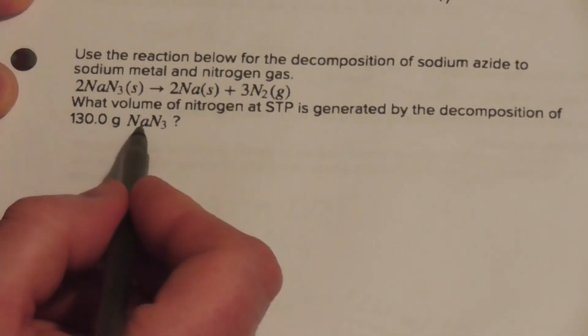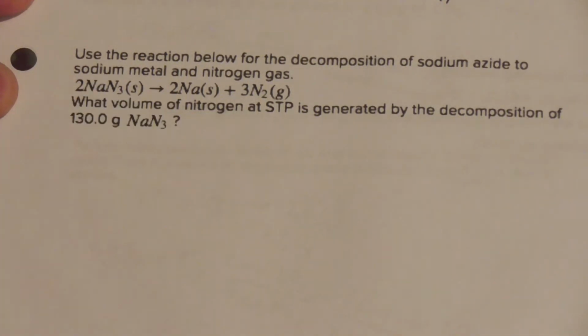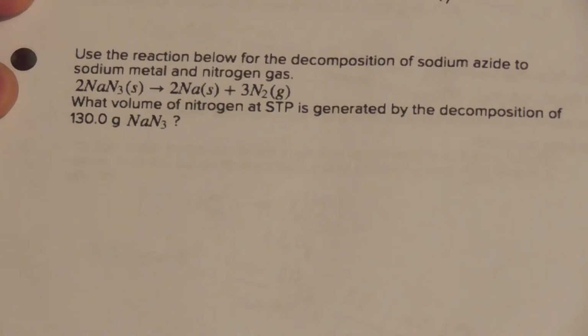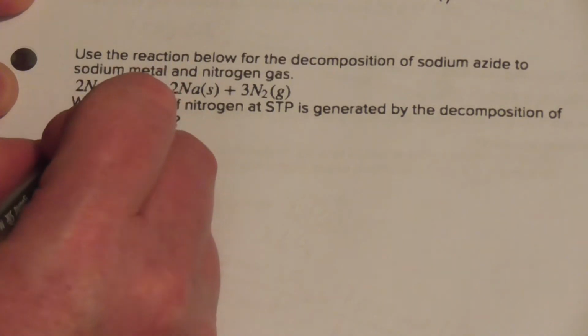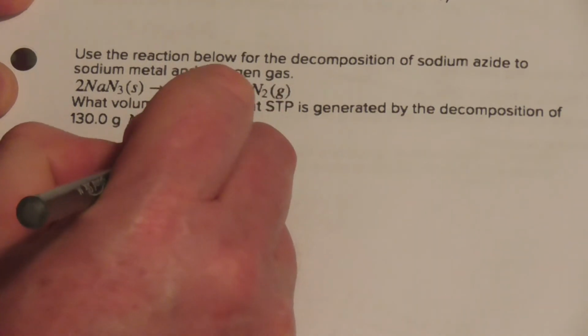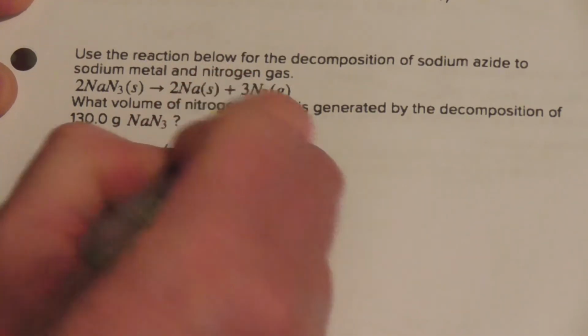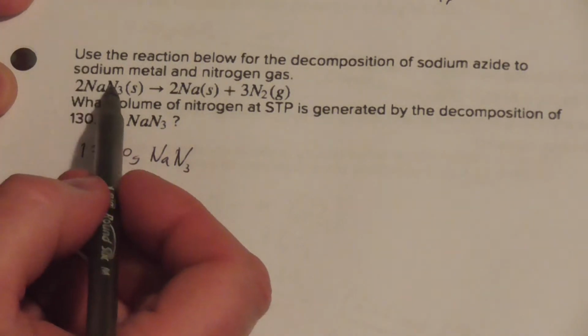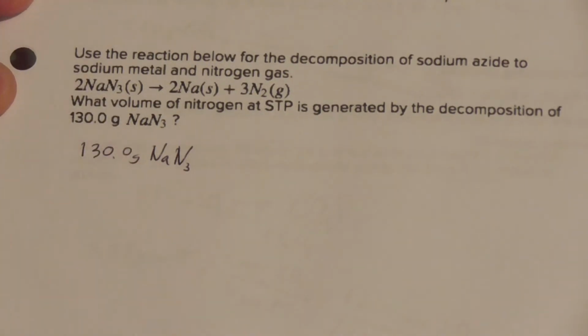So if I put 130 grams of sodium azide, how many liters of nitrogen gas at STP would I produce? So I write down what I know: 130.0 grams of sodium azide. First thing I'm going to do is get my balanced equation. I have that. What's the next thing? Units to moles. Always units to moles.